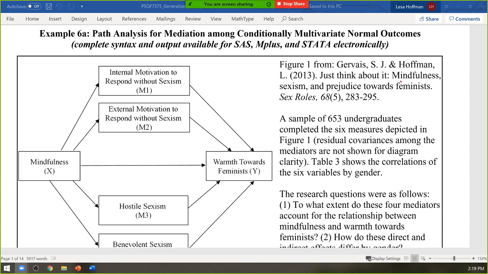Would you like to hear the background story of this example? It's a true story. It involves reviewers. Thank you, Molly. Yes. So this is a paper.